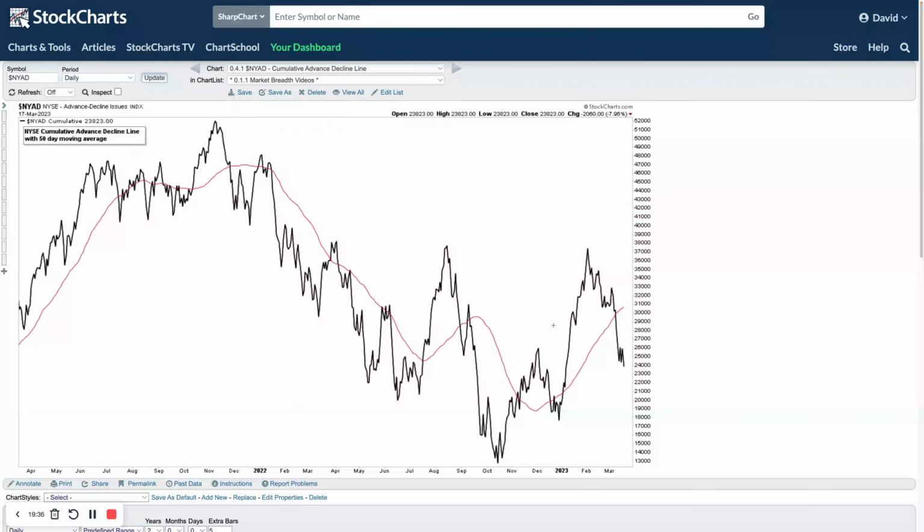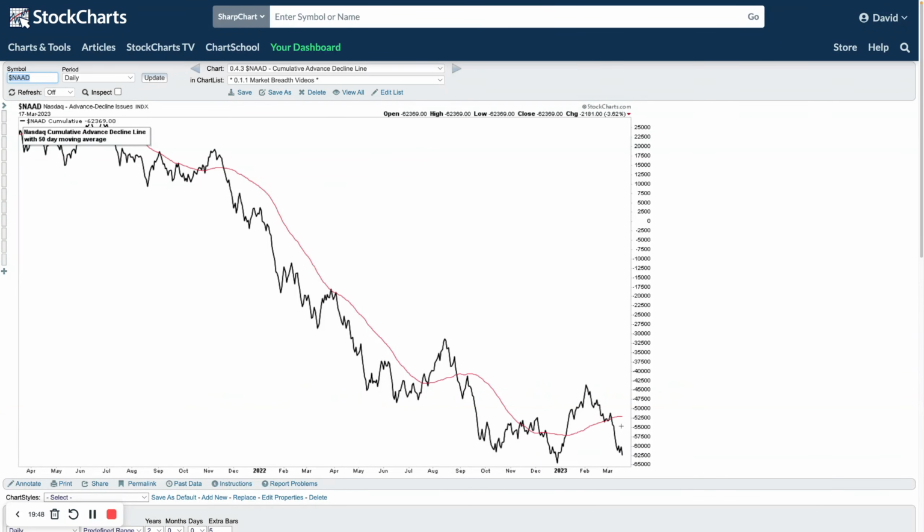NYSE advance-decline line is below its 50-day moving average here, which we use as a bit of a signal line. So at the moment, this is on a negative signal. If you look at the Nasdaq version of this, you can see that's below its 50-day MA as well. It's been very weak for the last couple of years here, so continuing to remain weak below that 50-day moving average. So again, on a negative signal there.